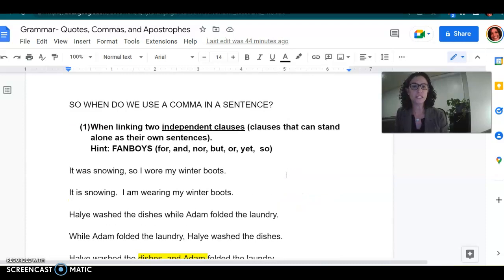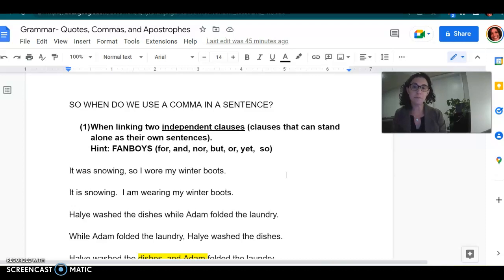So when do we use commas? A big piece of understanding when we use commas is looking at our sentences and trying to ask ourselves, are these independent clauses? Meaning, can the clause or the sentence stand on its own with no additional punctuation? Or are there dependent clauses, clauses that need another part of the sentence to help connect them?